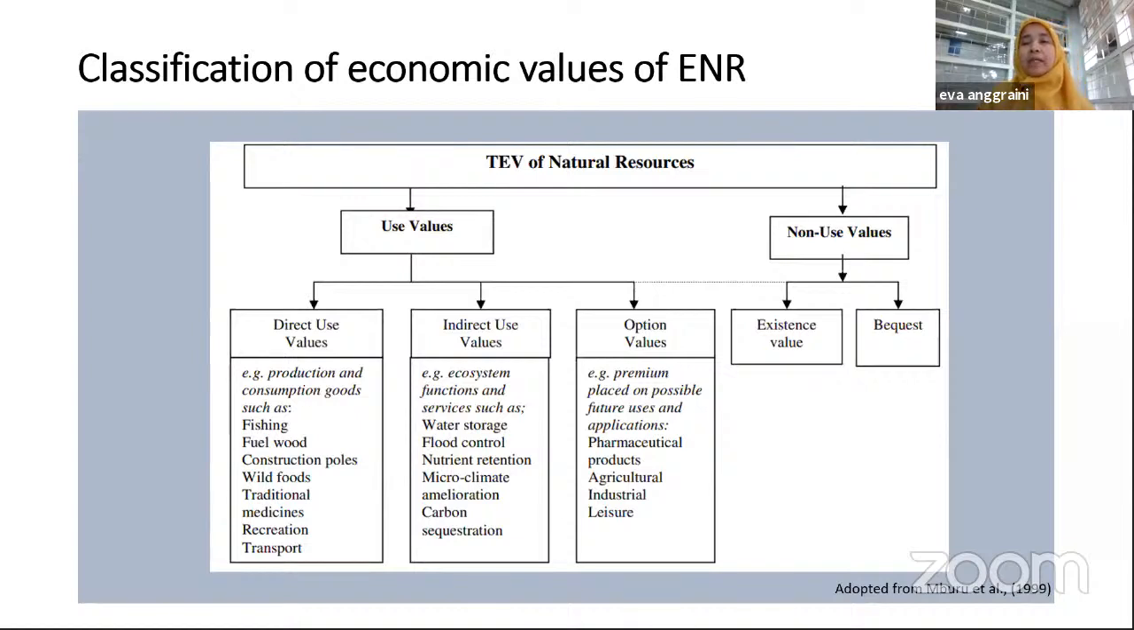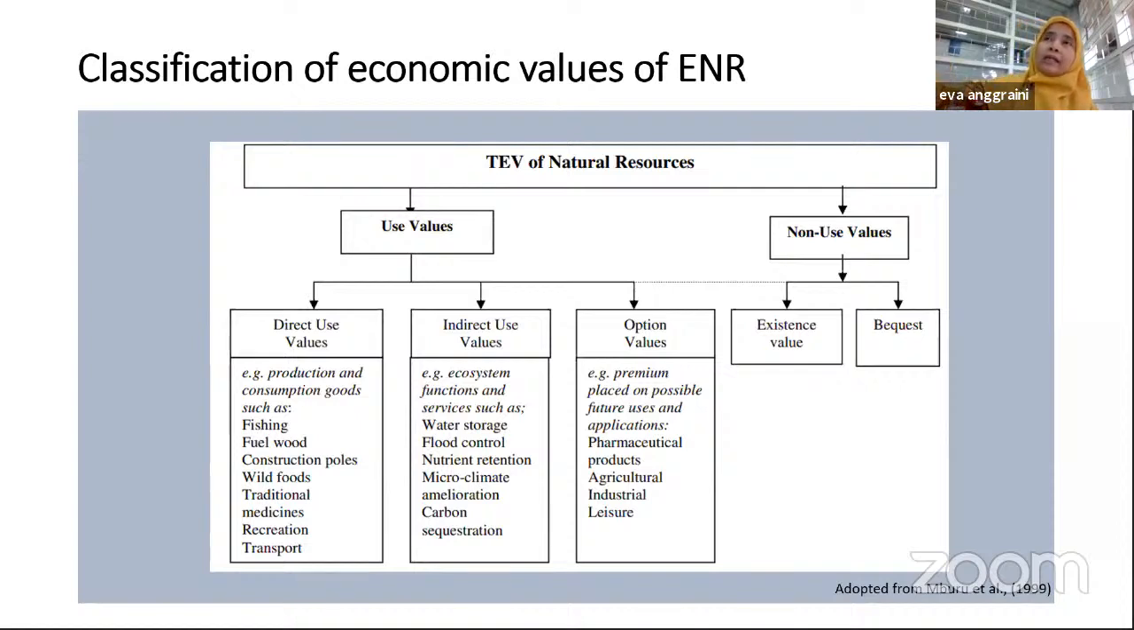For example, it happens in pharmaceutical products. The forest, for example, provides biodiversity. There are so many kinds of plants available in the forest, but we don't know yet what their function is. But then because of research and technology development, we can produce pharmaceutical products from the plants, from fungi, for example. So this is what we mean by option value.